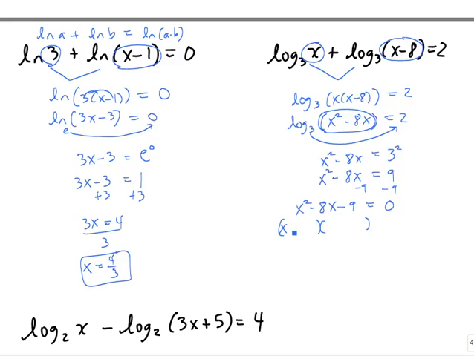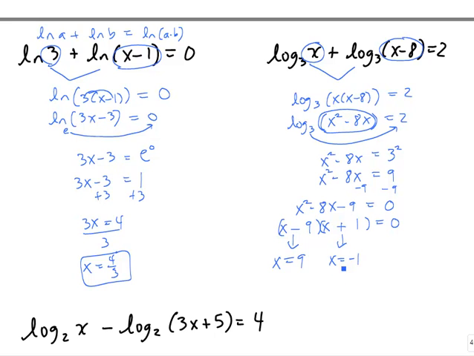We need x's in the front. If I do 9 times 1 to get negative 9 and make the 9 negative and the 1 plus, negative 9 plus 1 gives me negative 8. So I do get the right factors. So my two solutions here, from this factor I'll get positive 9, and from this factor I'll get negative 1.